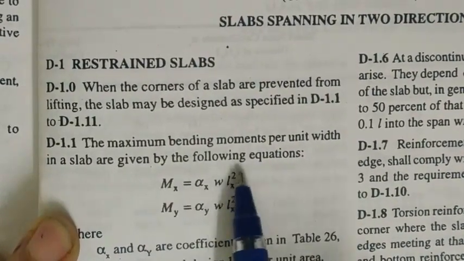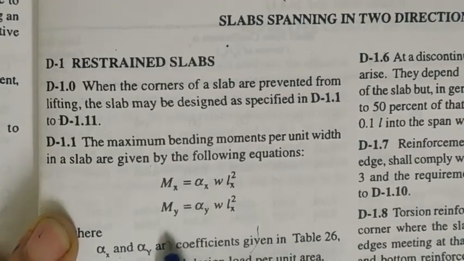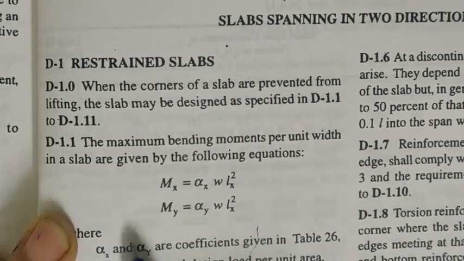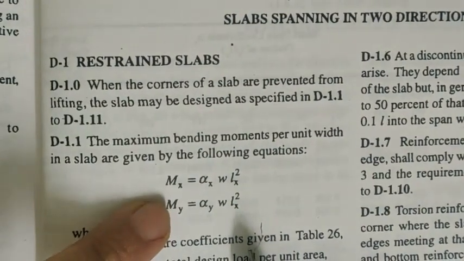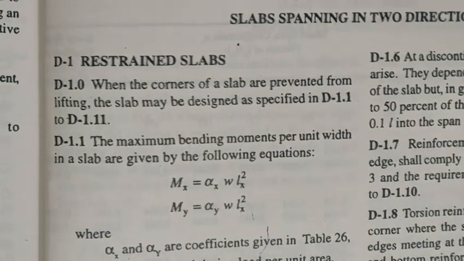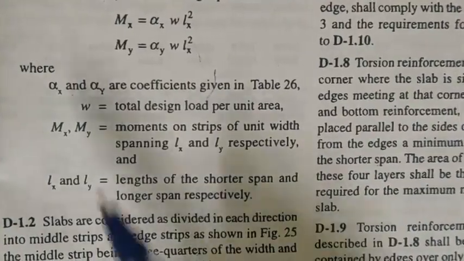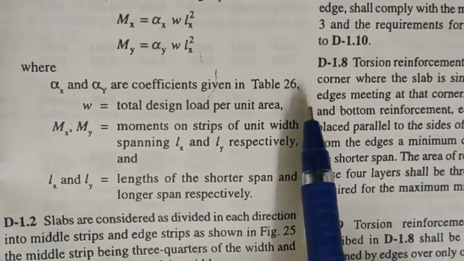If you can see in this procedure, we have the moments that are obtained by these formulas. These formulas are the same as we used for unrestrained slabs. So the moments will be calculated using these formulas, but the moment coefficients alpha x and alpha y are taken from table 26. Now I am specifically going to table 26.